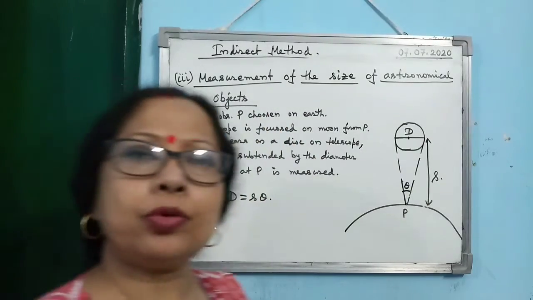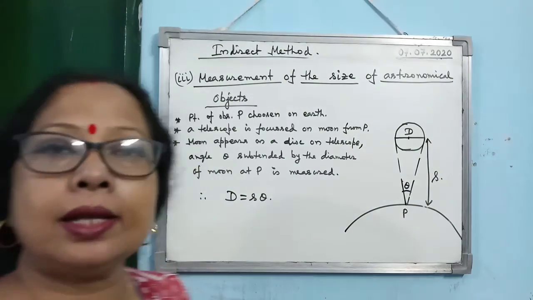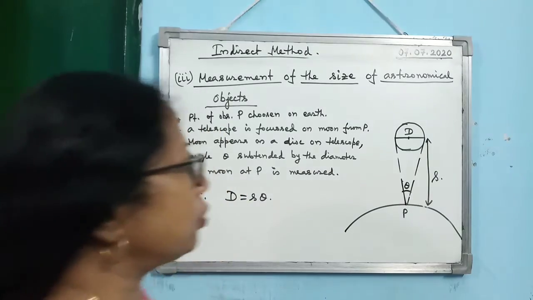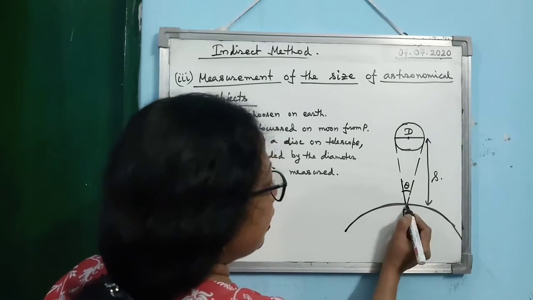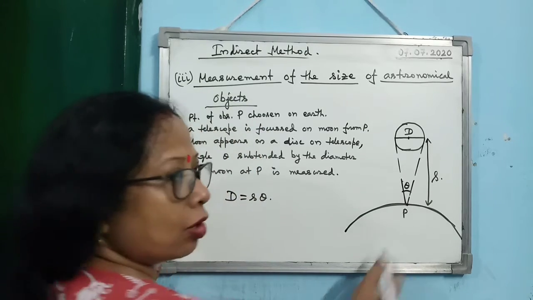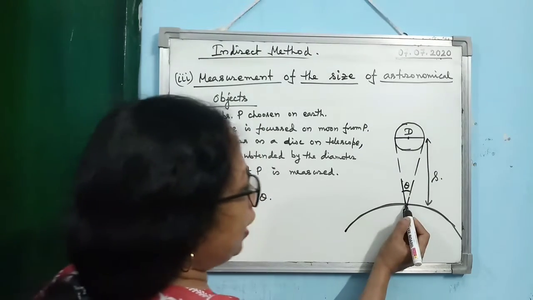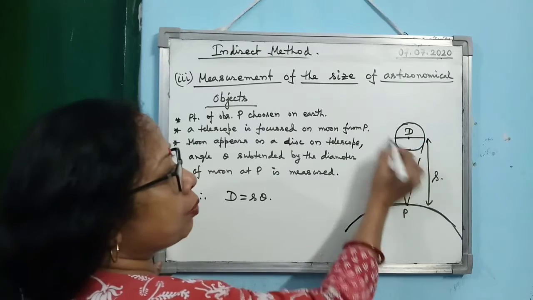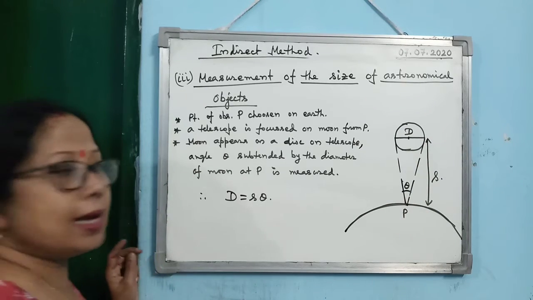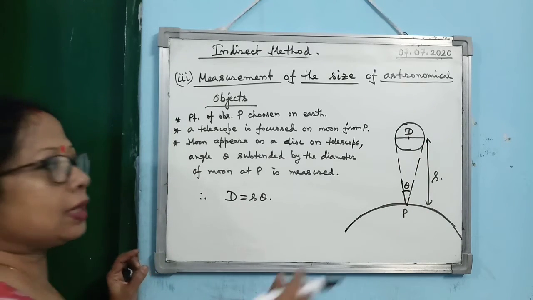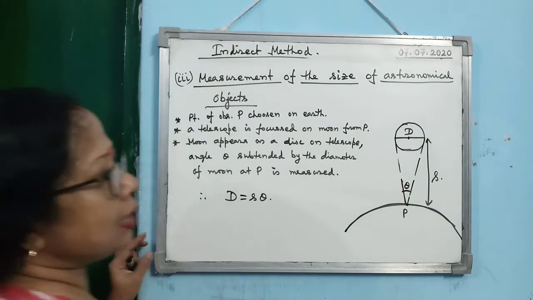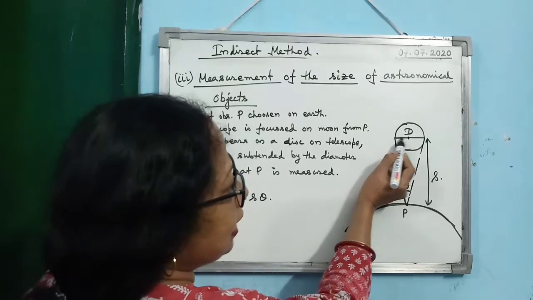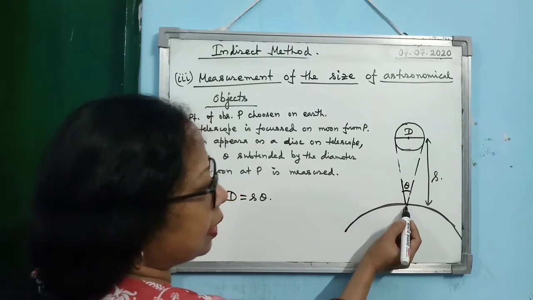Alright, the size of the moon you can specify by finding the diameter of the moon. So suppose this is Earth's surface and you have chosen a point P on the Earth's surface. From the point P, you focus the moon with a telescope. Then you will see on the screen of the telescope that it appears like a disc. Then you find out the angle subtended by the diameter at the point P.